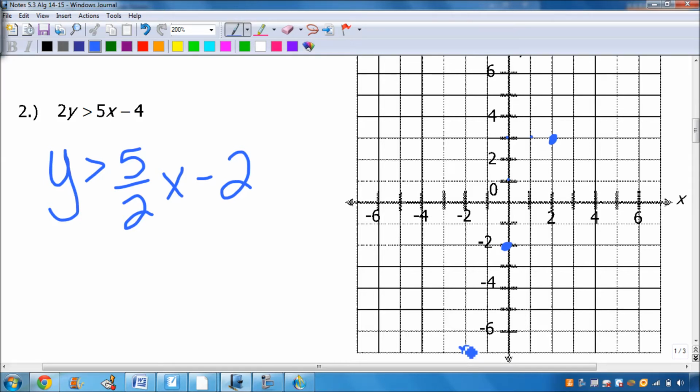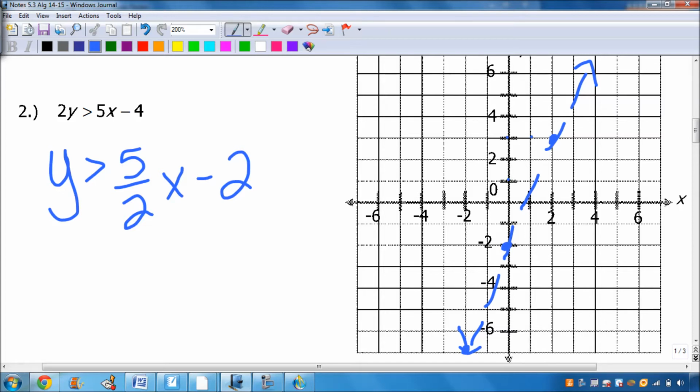Now the question is, can y be equal to 5 over 2x minus 2? It is not allowed. None of the numbers on the line will work. So I'm going to draw a dotted line to indicate that everything either above or below this line will work, but nothing on the line itself will work. Okay? Now I need to find out, should I shade above or should I shade below?